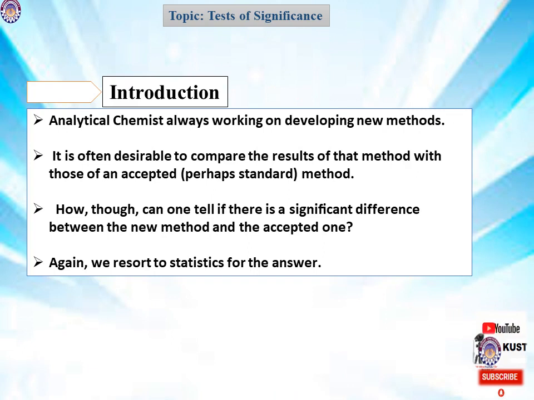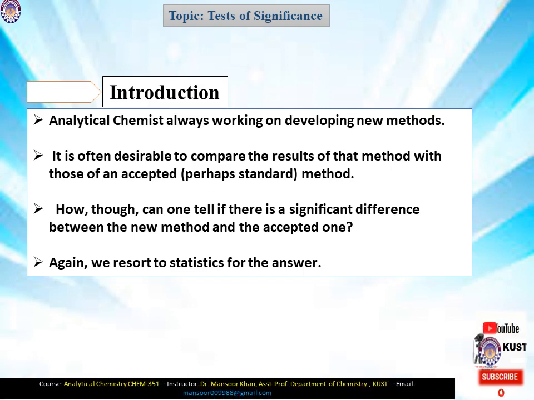Now, first the question arises: what is analytical chemistry? Analytical chemistry basically deals with quantitative and qualitative analysis, and the role of the analytical chemist is to develop a method for quantitative and qualitative analysis of any sample which is to be analyzed. Now, it is often desirable to compare the result of that method with those of an accepted method.